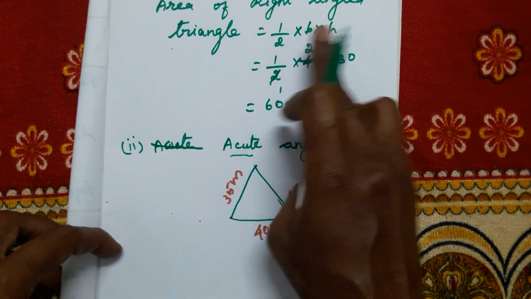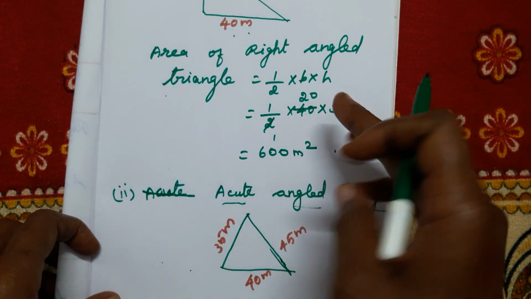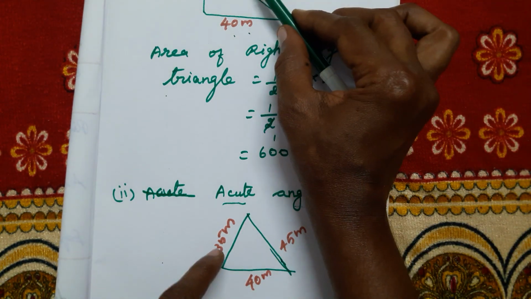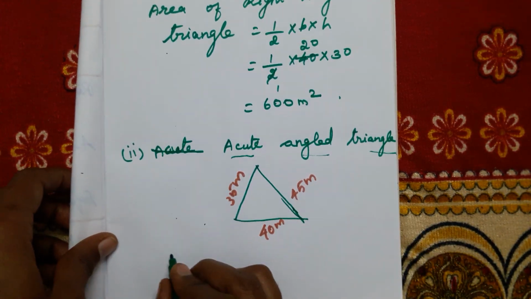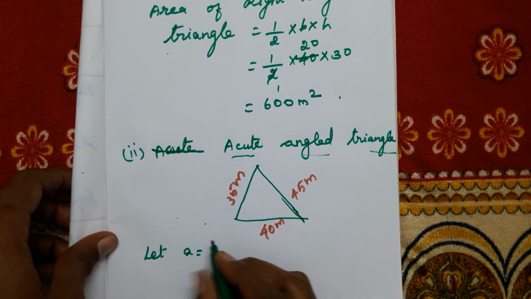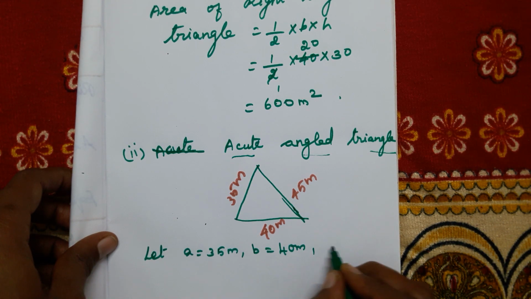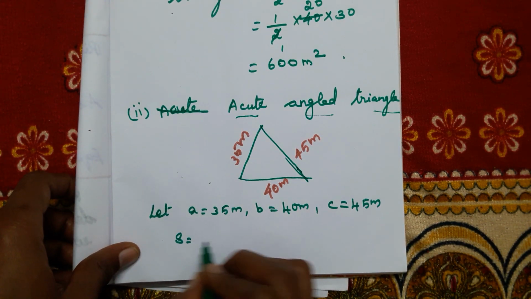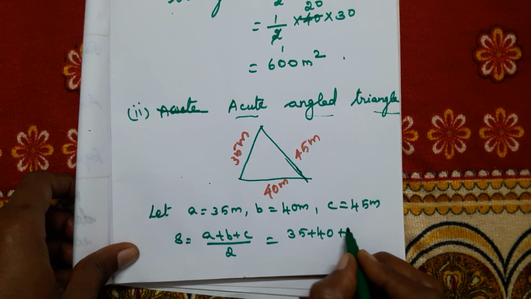Here you cannot use the half into B into H formula. For the right angle triangle I used this, but the same Heron's formula, S is equal to A plus B plus C by 2, you can use for the right angle triangle also. Okay. Here I am using, first let A is equal to 35 meter, B is equal to 40 meter, C is equal to 45 meter. What's the semi-perimeter? S is equal to A plus B plus C by 2, equal to 35 plus 40 plus 45 by 2.